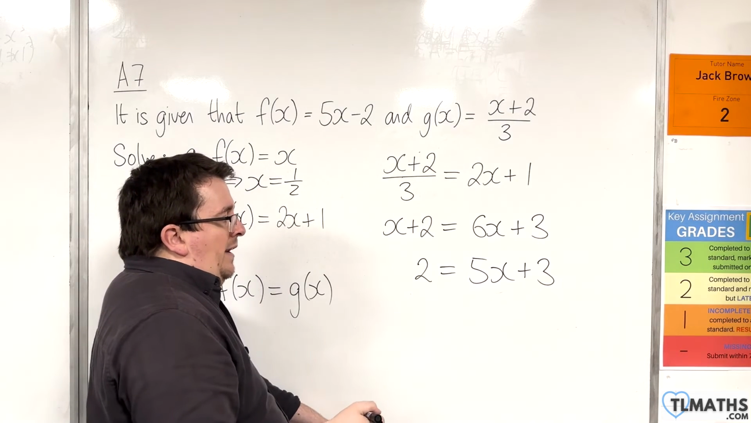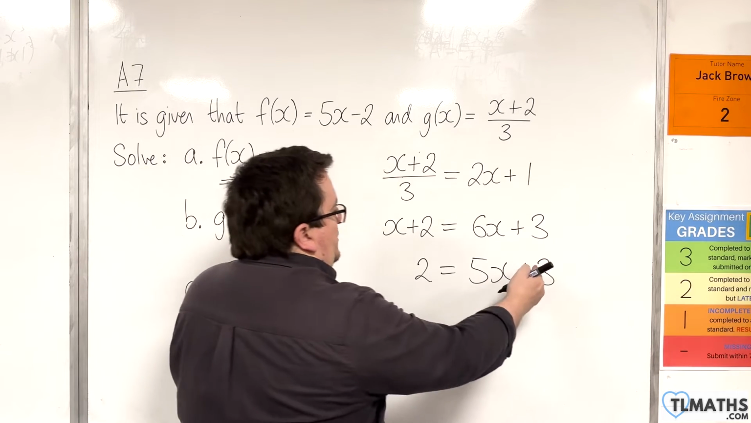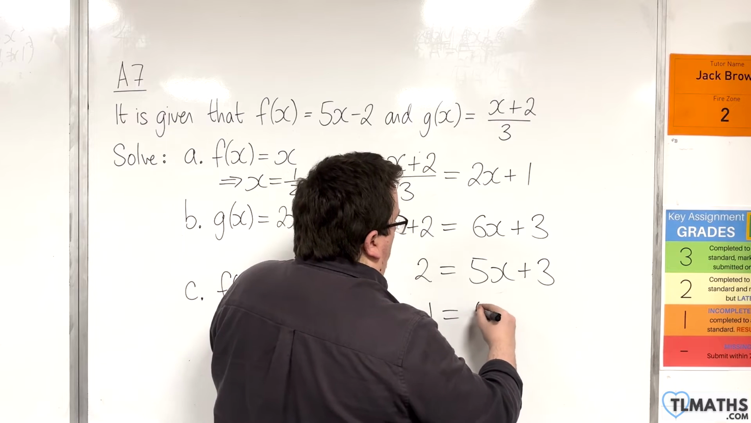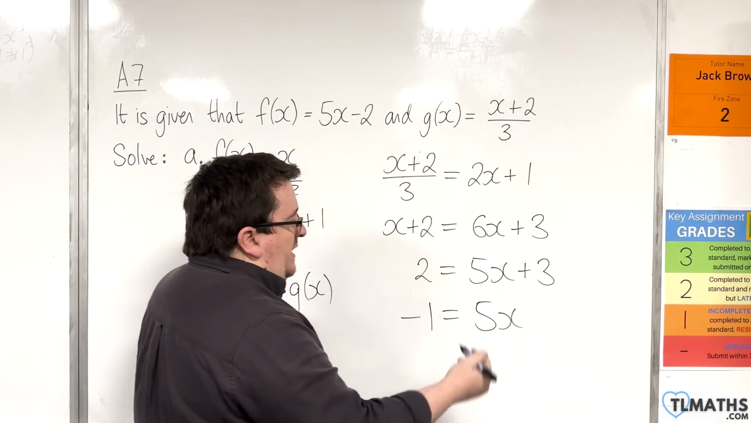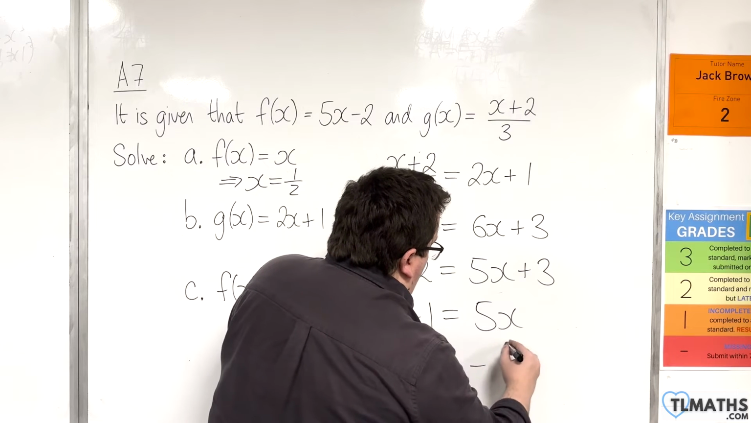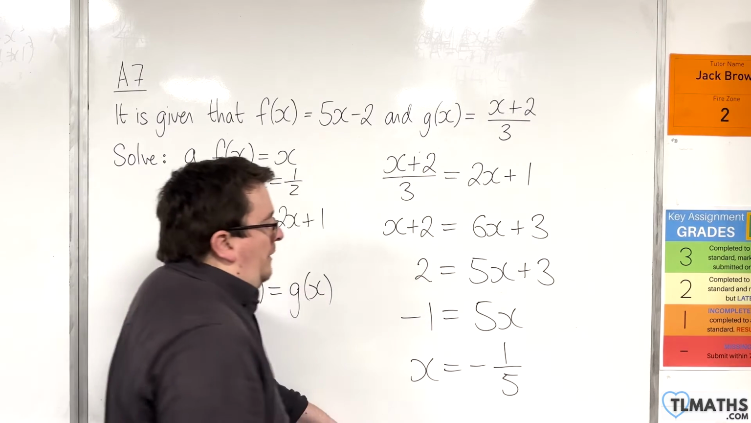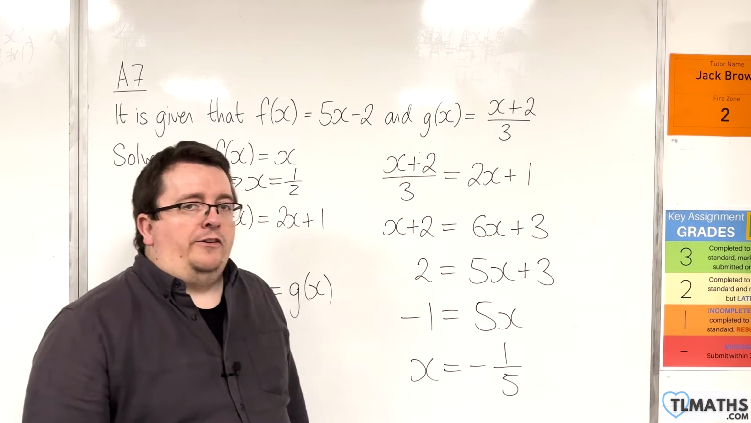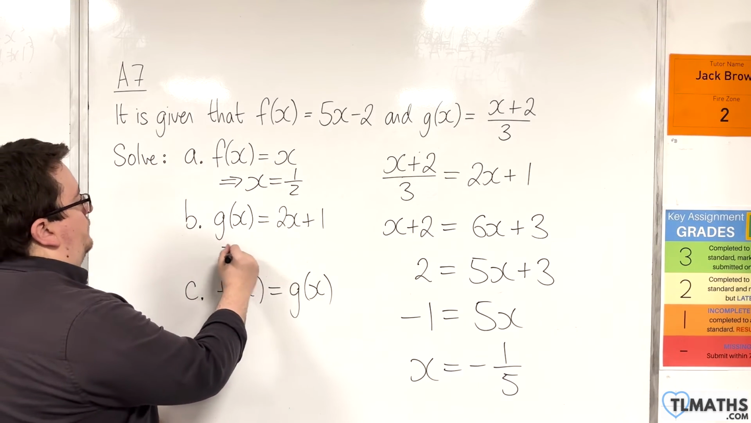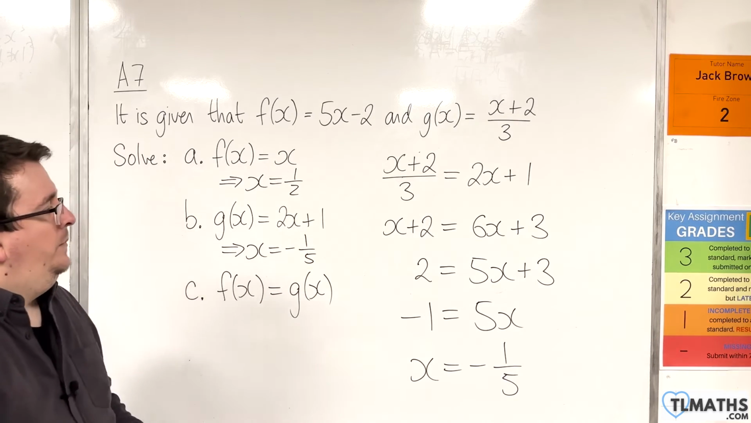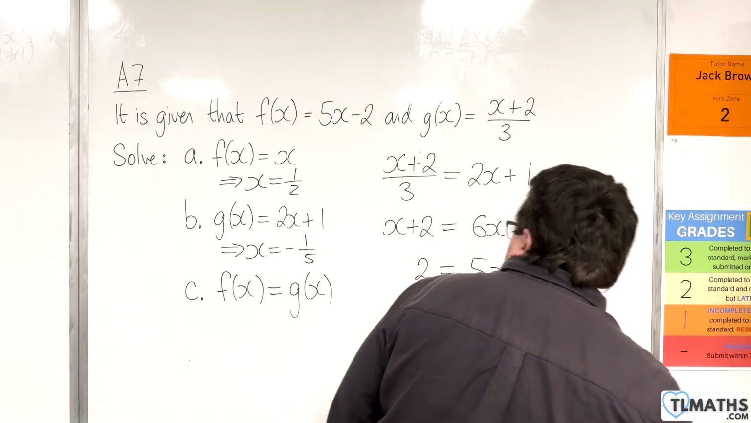Now we need to isolate the x. So take 3 from both sides. So 2 take away 3 is minus 1. And then you could divide both sides by 5. And I'm just going to switch those around, because I like to write x equals rather than something equals x. So x is equal to minus 1/5. Okay, that's our answer to B.